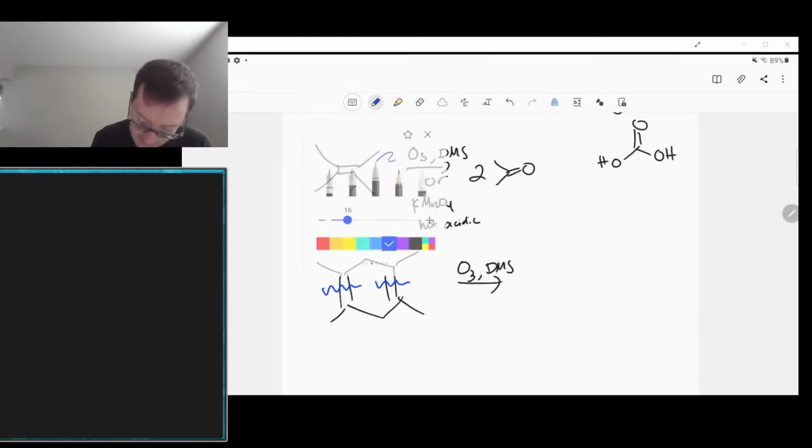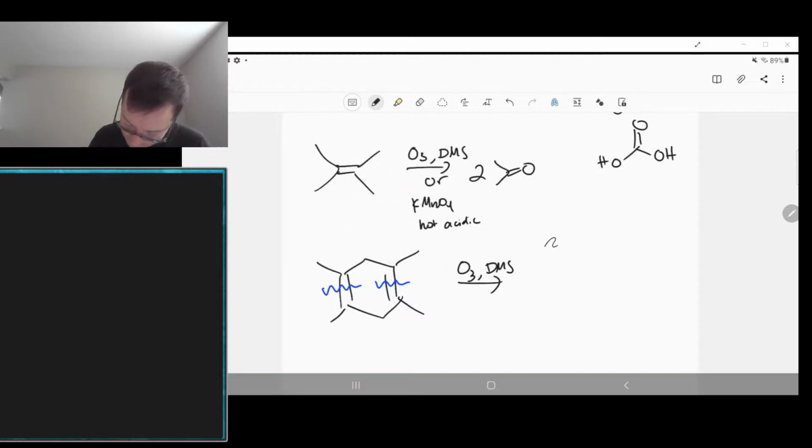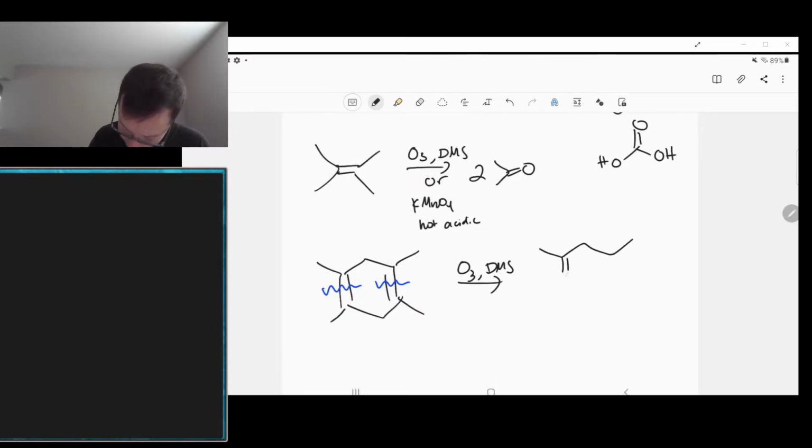If we do this, the top half of the molecule becomes this diketone. And how do we know that? Well, we had 1, 2, 3, 4, 5. And we had the double bonds on carbons 2 and 4. And so we see that those two carbons, 2 and 4, will now have our ketones instead.